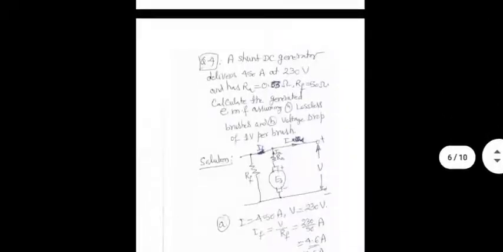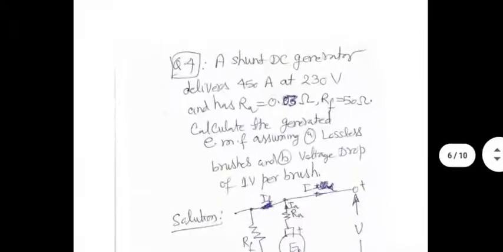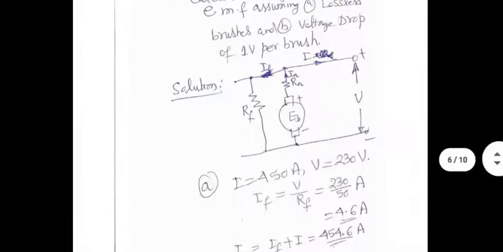Last one, I think, let me finish it for today. Last one is a shunt DC generator delivers 450 amperes at 230 volt and has RA, armature resistance, equal to 0.03 ohm, field resistance equal to 50 ohm. Calculate the generated EMF assuming lossless brushes and voltage drop of 1 volt per brush.